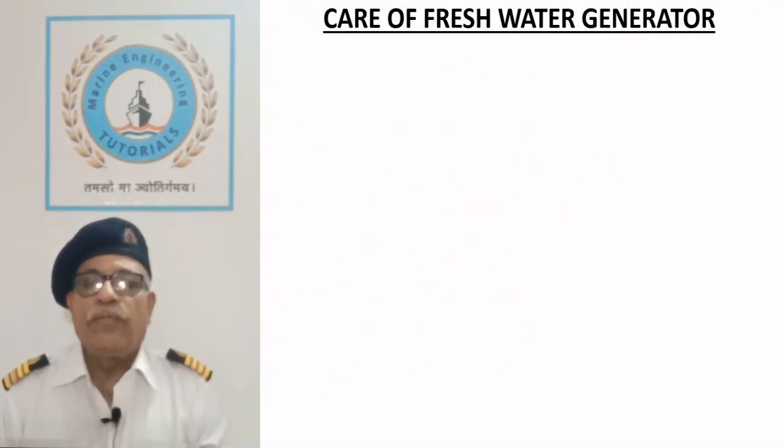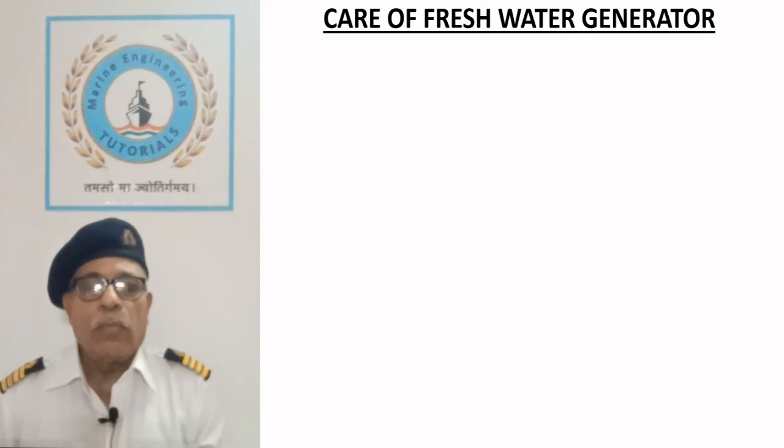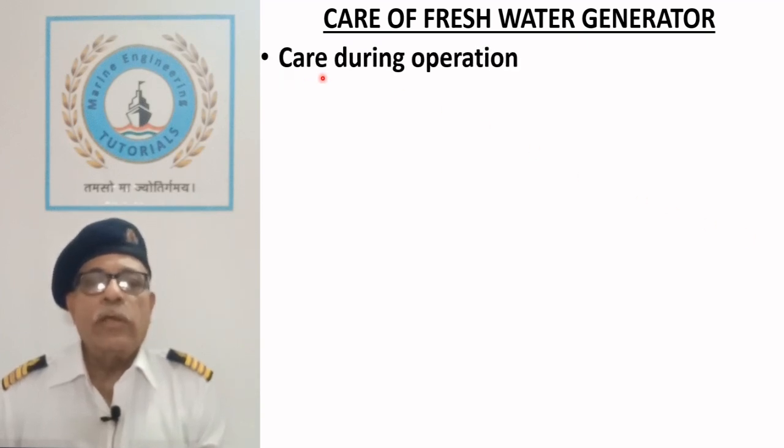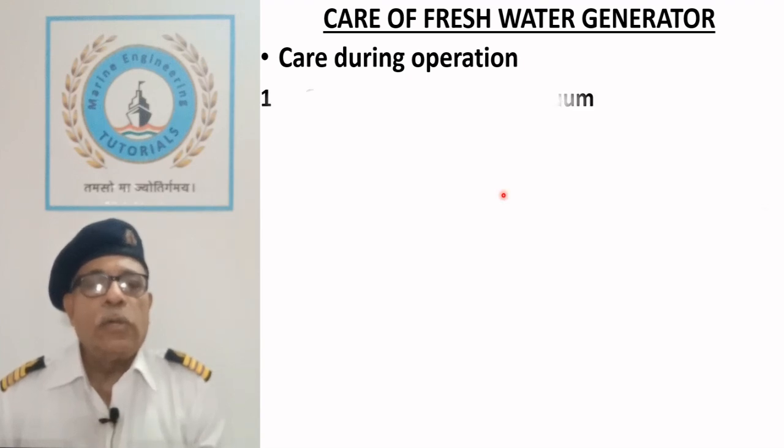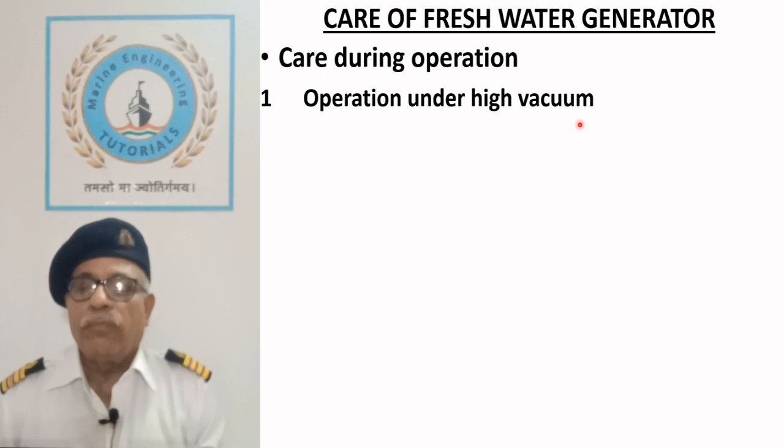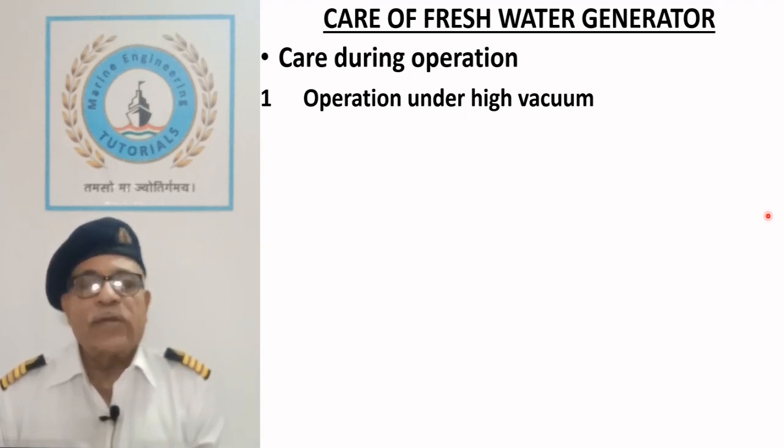Care of freshwater generator. For optimum performance of freshwater generator, regular care is necessary during operation and after its stoppage. Care during operation. During the operation of freshwater generator, following care is essential. Operating under high vacuum. Freshwater generator should be operated when vacuum in the shell is more than 90%. If there is a drop in vacuum, reason for low vacuum should be established and rectified.